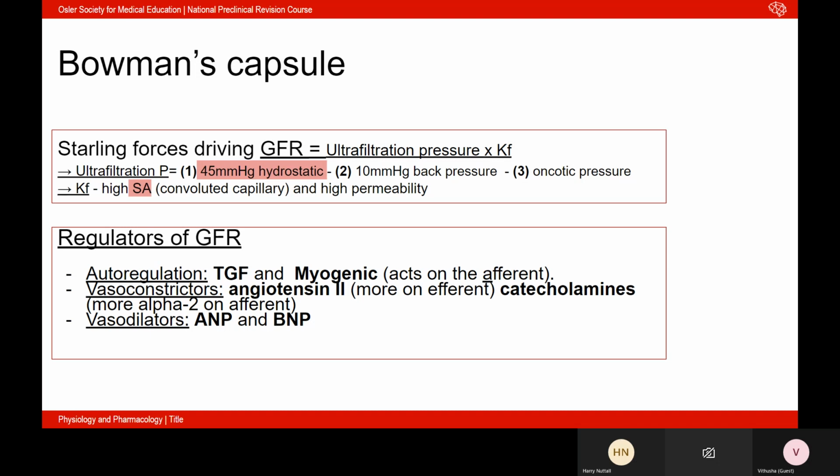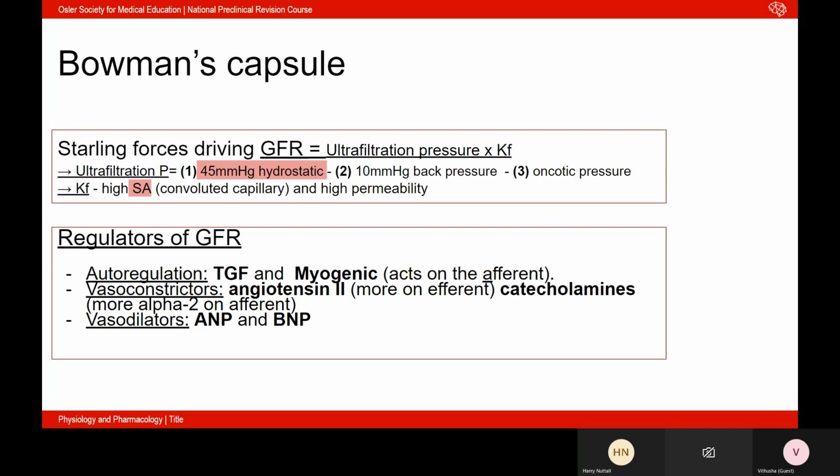The high surface area of the glomerular capillary is because there is all this convolution, high surface area, and they're also allowing a lot of fluid through because of the permeability. So this whole picture generates quite a high flux.